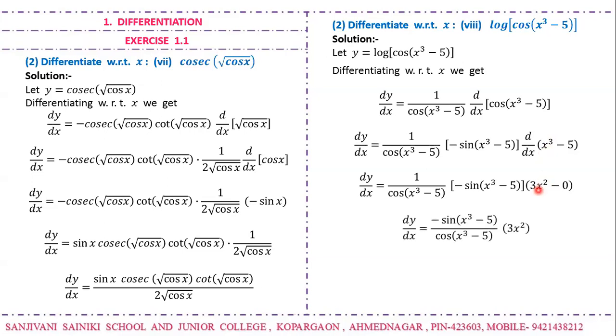So simplifying, you get dy by dx is equal to minus sin of x cube minus 5 upon cos of x cube minus 5 into 3x square. But here sin upon cos, they are having the same angles. So sin upon cos is tan. So minus 3x square into tan of x cube minus 5. This is the derivative of the given function.